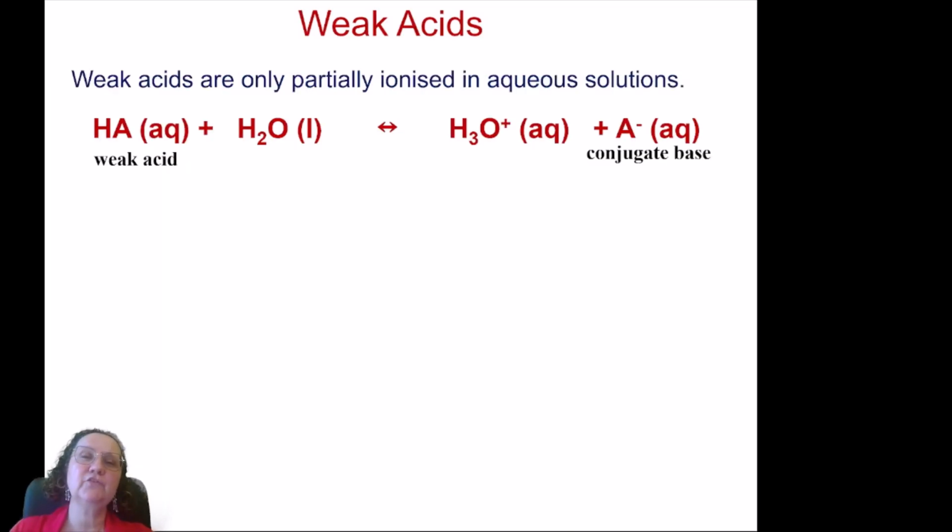So when we write an equation for the dissociation of a weak acid or a weak base, we don't use an arrow pointing from the reagents to the products. We use a double-ended arrow, or very commonly, this double arrow. What does that mean?